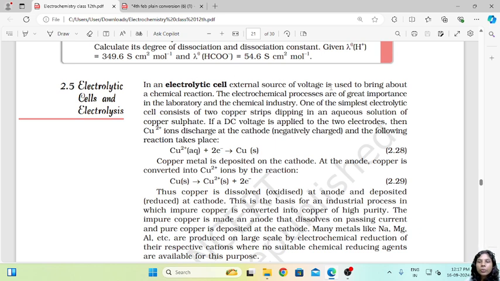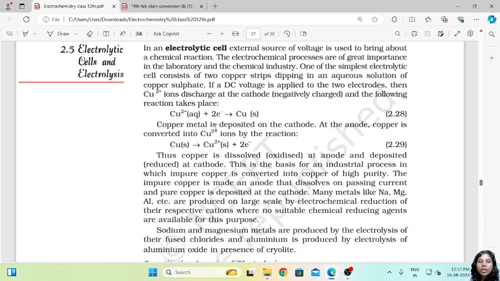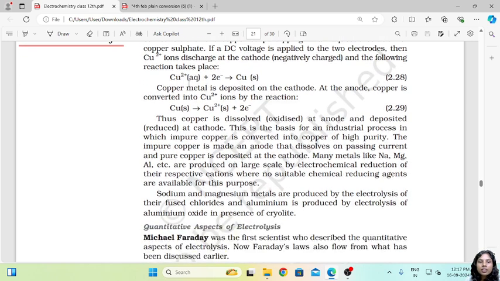So the electrochemical processes are of great importance in the laboratory and the chemical industry. One of the simplest electrolytic cells consists of two copper strips that are dipped in an aqueous solution of copper sulfate. Here they apply a DC voltage to the two electrodes. Then what happens? The Cu2+ ions discharge at the cathode, that is the negatively charged electrode, and the following reaction occurs. Cu2+ is taking up 2 electrons and going to the zero oxidation state.